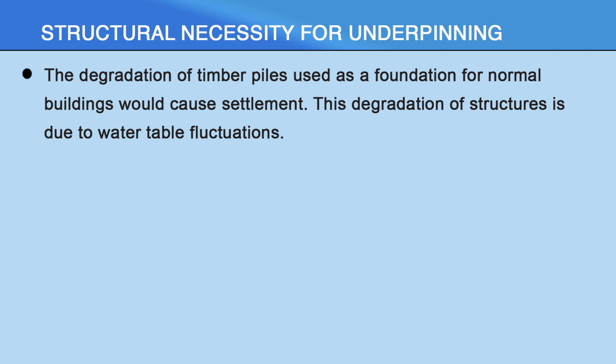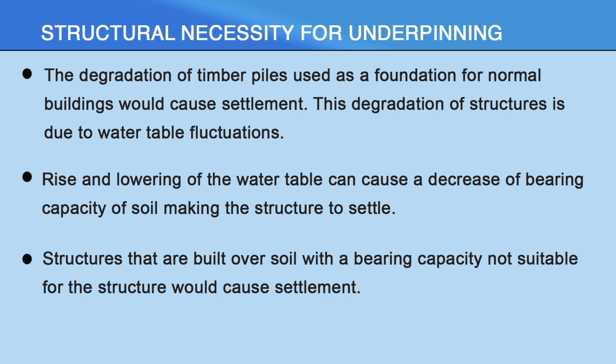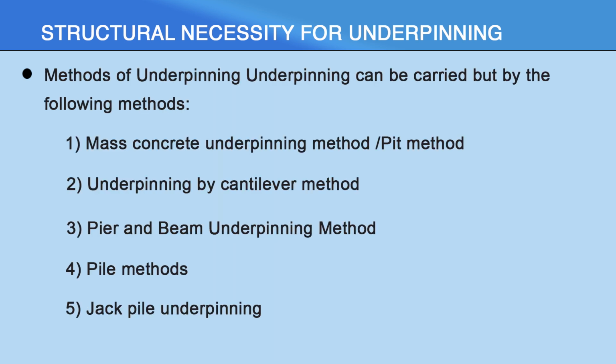The degradation of a timber pile used as a foundation for a normal building would cause a settlement. The degradation of the structure is due to the water table fluctuation. Rise or lowering of a water table can cause a decrease of bearing capacity of soil, making a structure to settle. Structures that are built over a soil with a bearing capacity not suitable for a structure would cause a settlement.